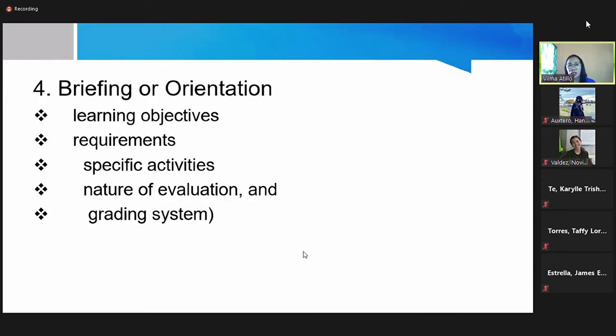Okay? Next, briefing or orientation. We have to give this to the students on the first day of duty. No? Kasali doon sa skills laboratory before you will have your duty in the ward. So, ibigay yung objectives, ibigay yung requirements, what are the specific activities, and the nature of evaluation, as well as the grading system. So, in every exposure in the ward, in every area that you will be exposed, you will have an orientation on the first day of duty.